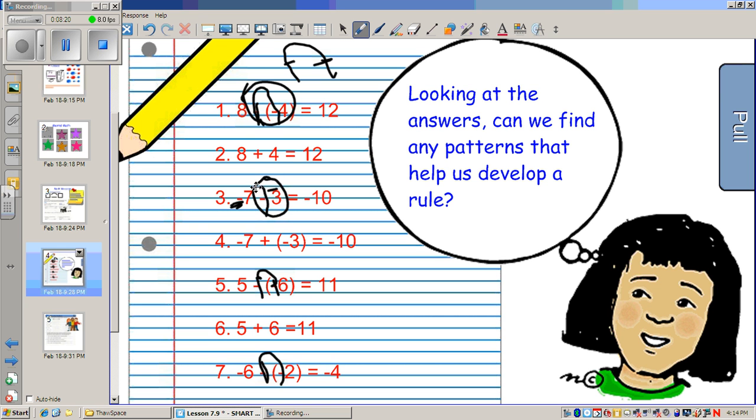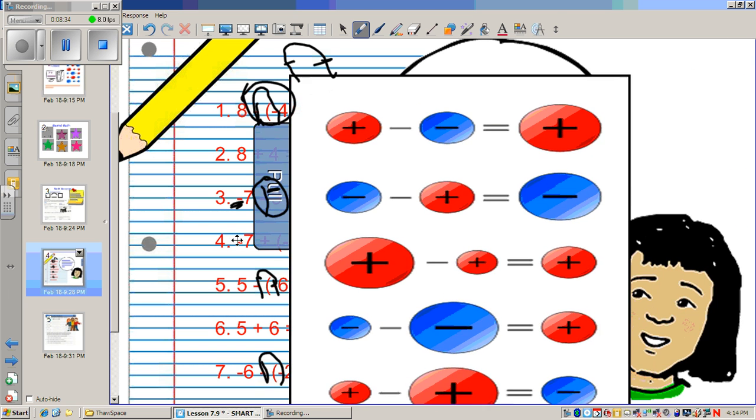When I have a minus in the middle, I need to change it. When I change it to a plus, I change the next number to its opposite sign. Again, it's just going to take practice, and lots of it. Okay, let's pull this over so you can see some examples.